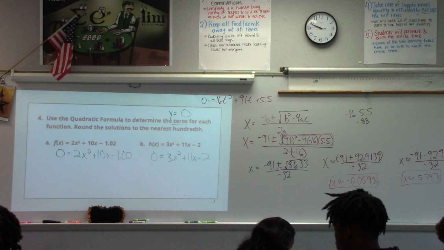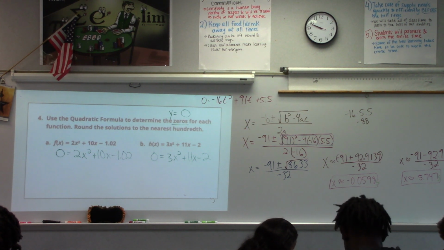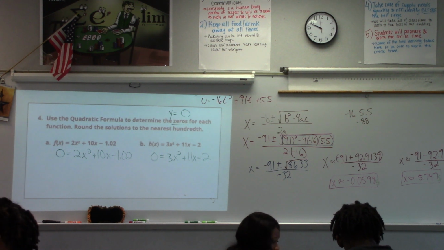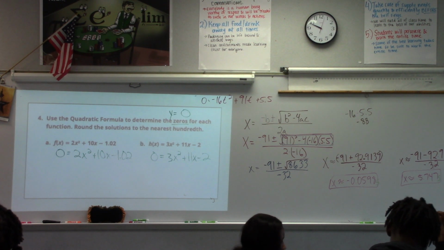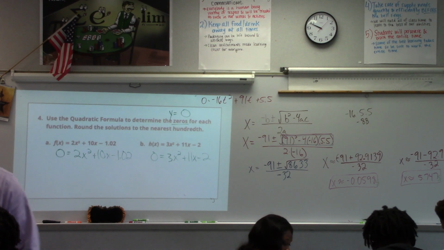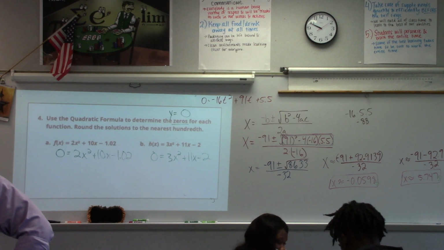ax squared plus bx. Let's see. That b does not include the x. That a does not include the x squared. So b squared. It's just the numbers. It's not the variables in there. Enter. Now I'm on the right track.